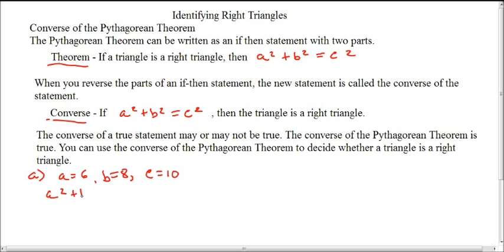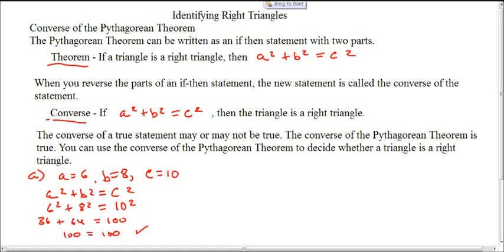a squared plus b squared is equal to c squared. 6 squared plus 8 squared is equal to 10 squared. So I have 36 plus 64 is equal to 100, and 100 equals 100. Yes, indeed, we can conclude that this is a right triangle. Pretty simple. We didn't draw a picture or anything here.